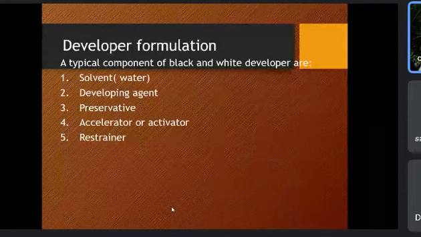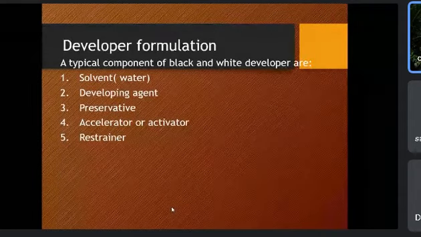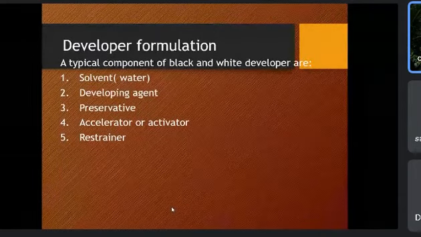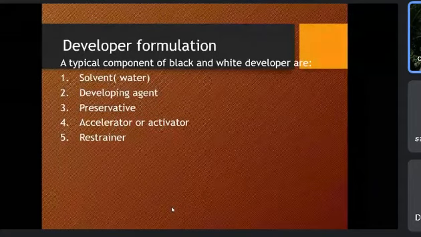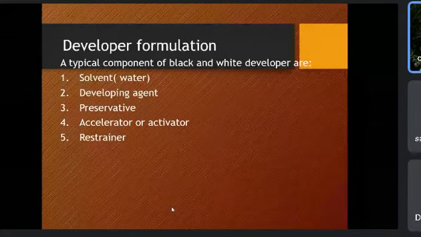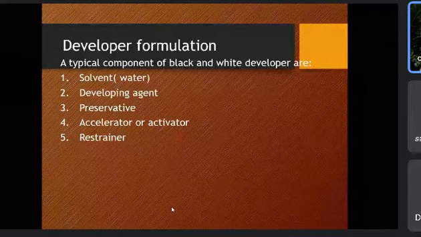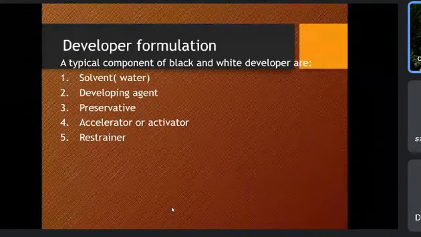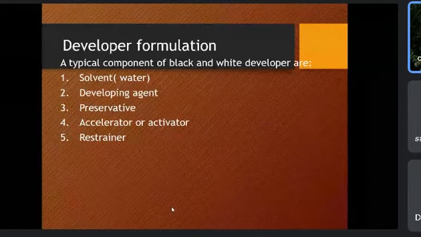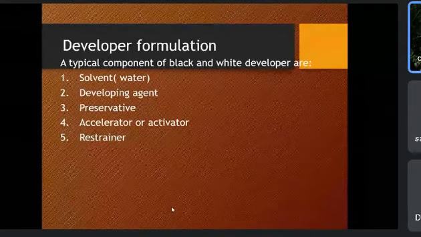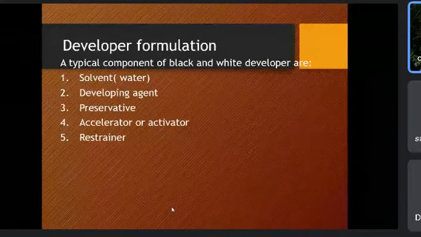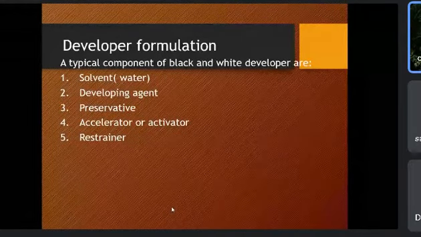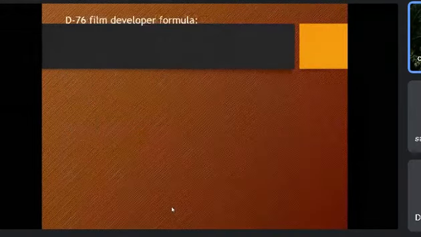Okay, so what are the developer formulations? The assay developer. A typical development of black and white developer has a solvent, developing agent, preservative, accelerator, activator, and restrainer. Actually, these are the composition of the assay developer. The function of the developer is to develop the image.